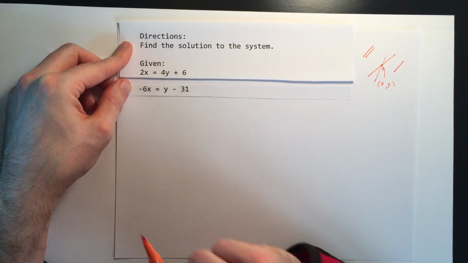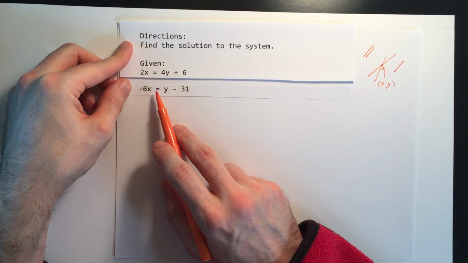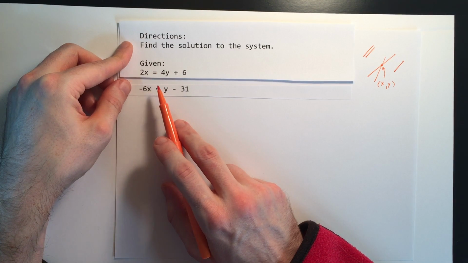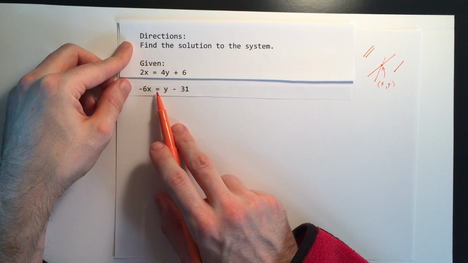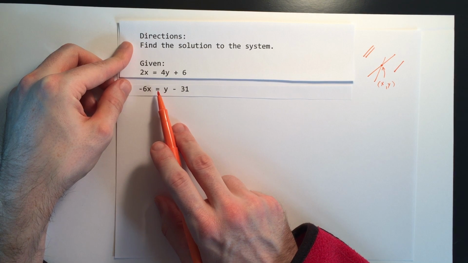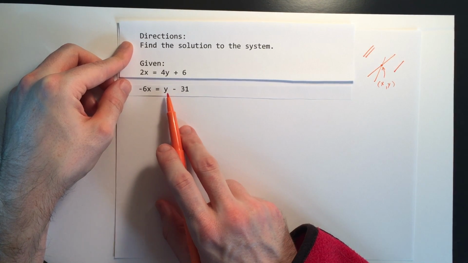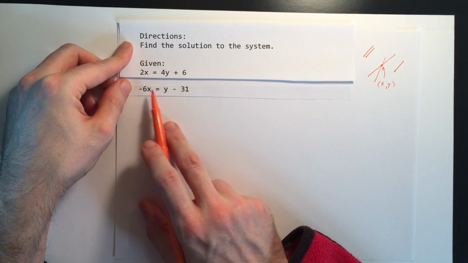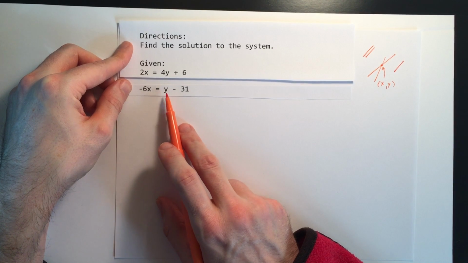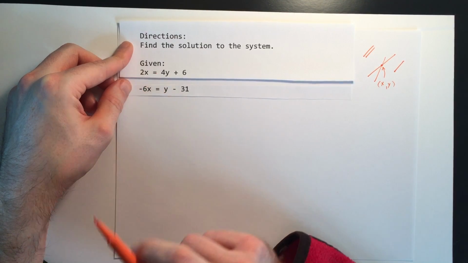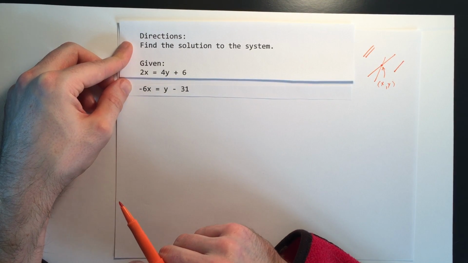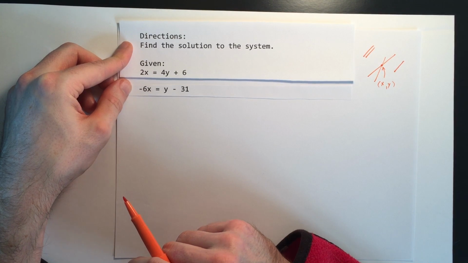Now, substitution works best when your equal signs are lined up and, in either equation, you have a variable all by itself on one side of the equal sign. So we don't have that situation here. We have a y minus 31 on one side, and we have a negative 6x, but there's not just a y or just an x on one side. And same thing with the other equation. There are no variables all by themselves on one side. So substitution isn't the best method.